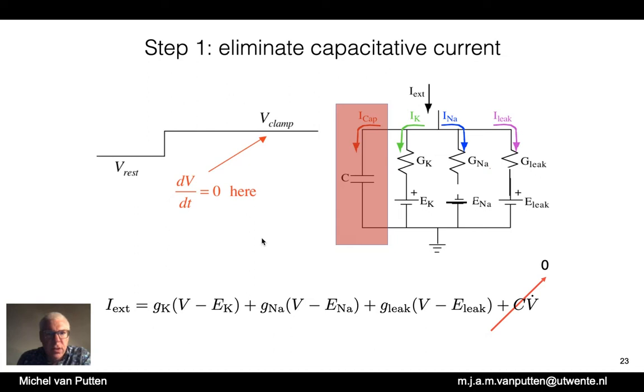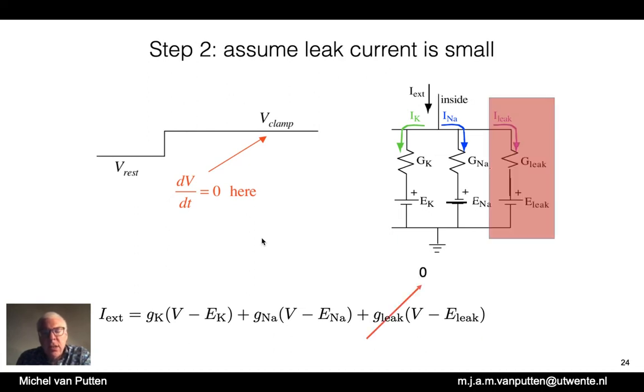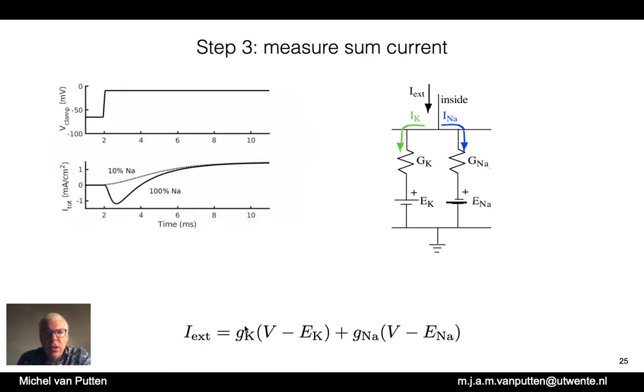As a second simplification, and this is mainly for teaching because it's not completely what Hodgkin and Huxley did, but for the sake of the argument we can now do this: we can ignore the leak current. So we are left with an even simpler equation displayed here, where the external current is essentially the sum of the potassium and the sodium currents, expressed here again.